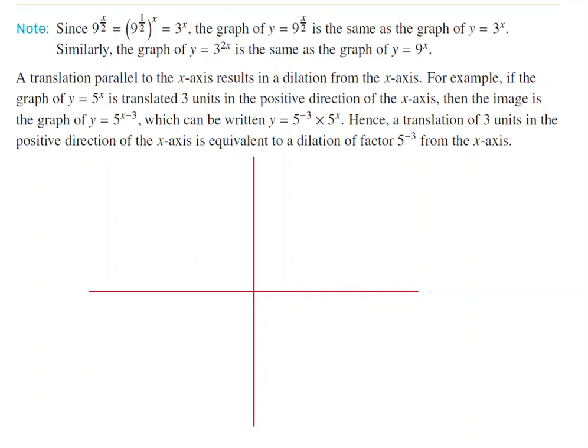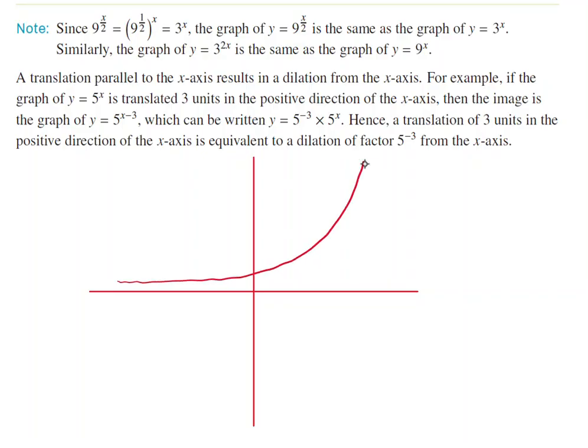An interesting little situation that can occur with exponential graphs is you can actually describe transformations in more than one way. So this little note that they have, the first part of this note up here is simply just using index laws and is nothing special. But this second part is certainly interesting. So I want to show you how this works.